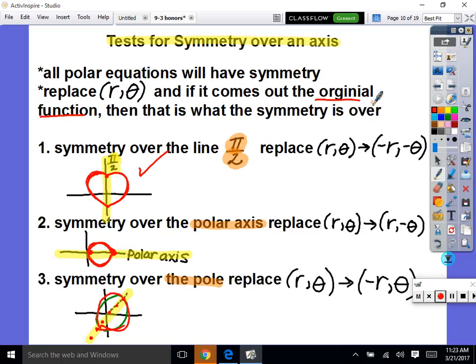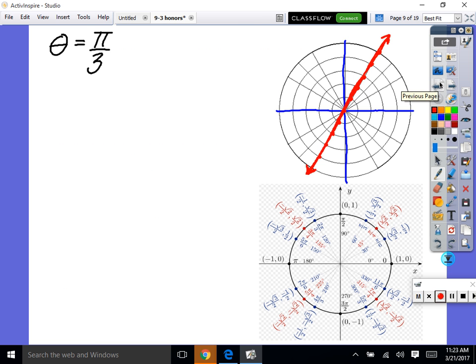The pole, what's the pole? That was like this one. See how we graphed tangent? It's not over the polar axis. It's like they reflect this way across from each other. So if we had a line up here, they'd come down here.